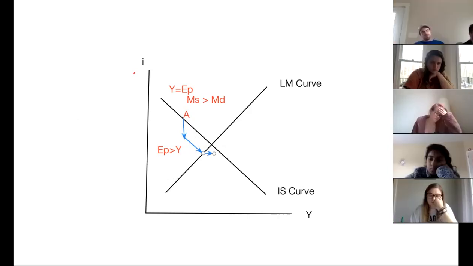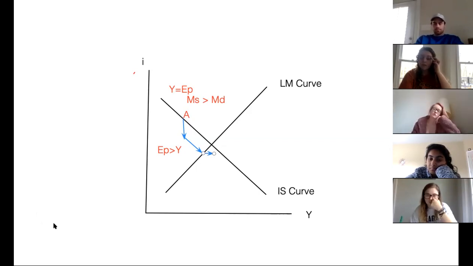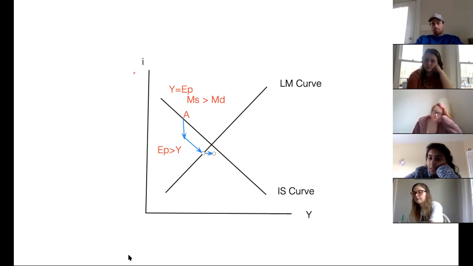But wait. Ankitha, we're off the LM curve now, right? We're now under the LM curve. Since we're under the LM curve, what's the relationship between money supply and money demand? Money supply is less than money demand. Correct. Let me write that in here.